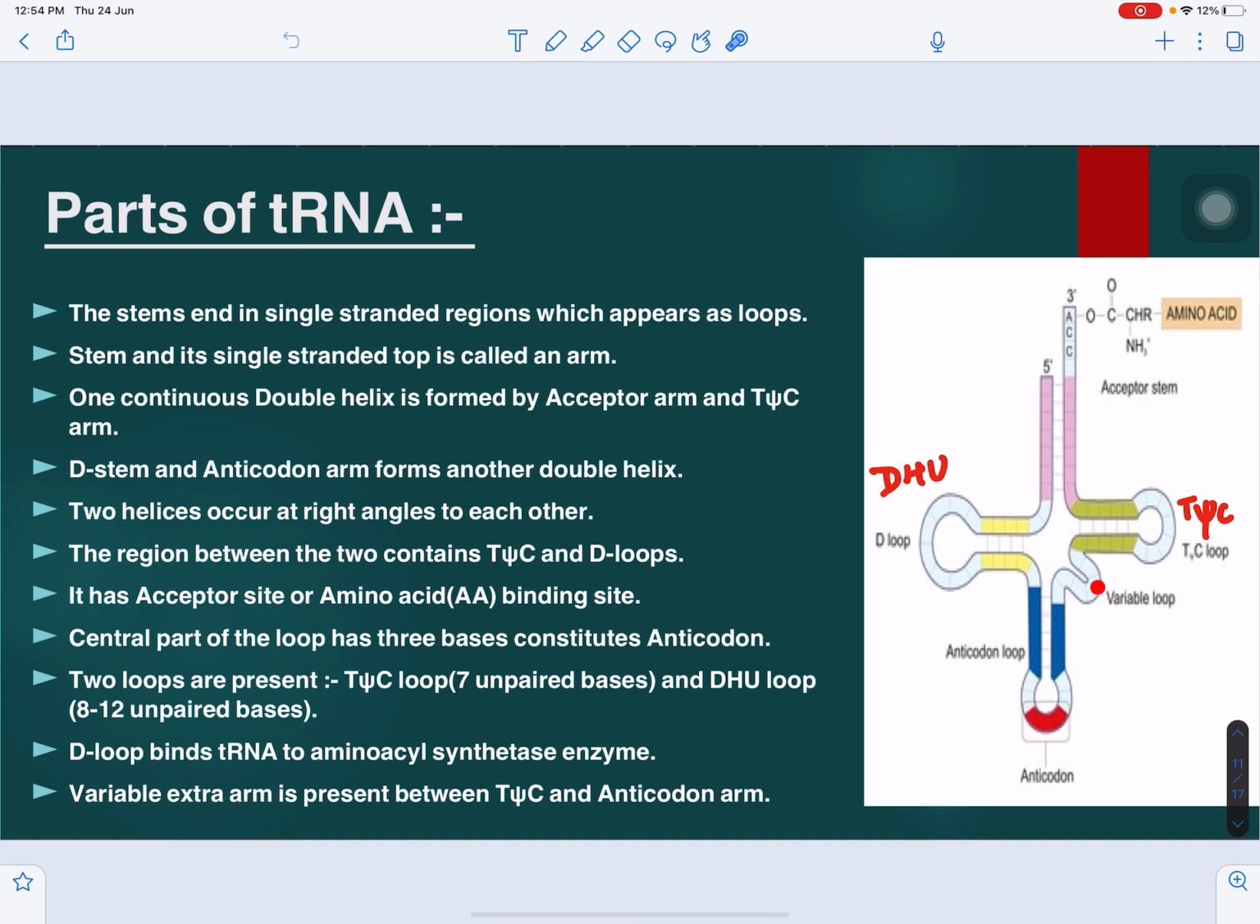And this is the variable loop. Its function is not very clear. This may be giving support to the structure. This T-pseudouridine-C loop is showing unpaired bases, 7 unpaired bases. The DHU loop will have 8 to 12 unpaired bases. So these are two helical structures which are at right angles to each other. So this is the clover leaf model.